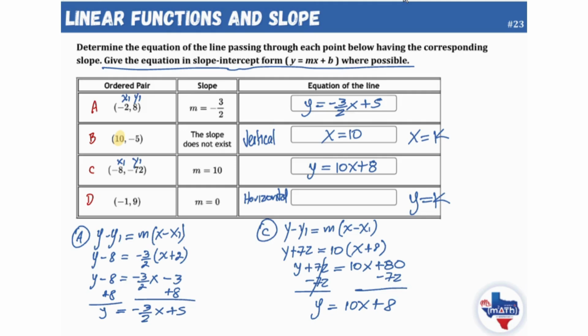Look, I want to state the difference. When the slope does not exist, we have a vertical line and this is x equals k. When the slope is 0, we have a horizontal line and we have y equals k. What will that y be? It will be the y component of any coordinate pair. This will be y equals 9.